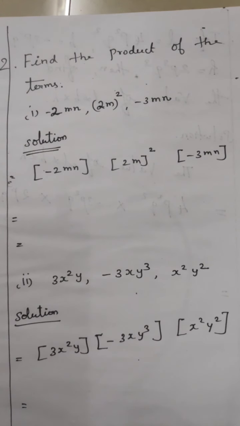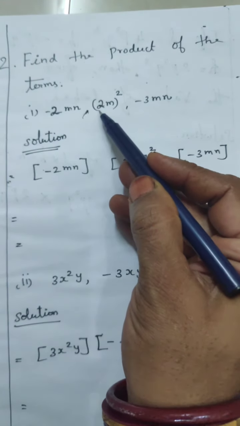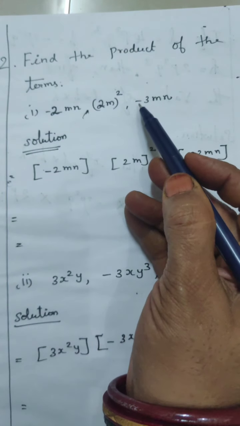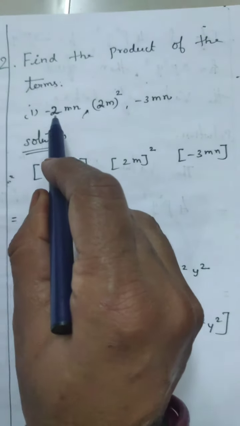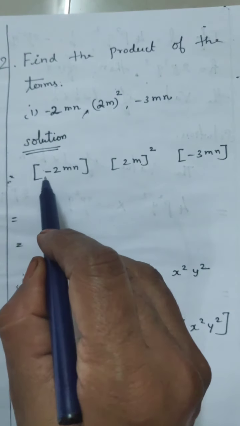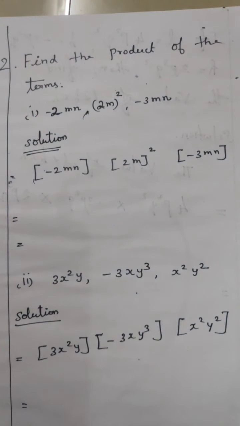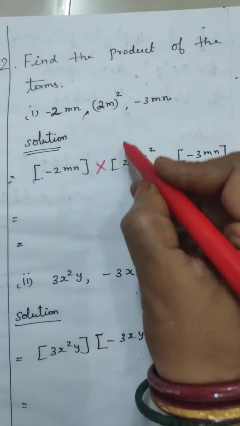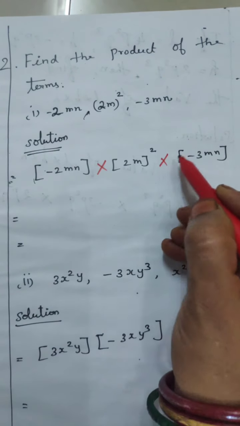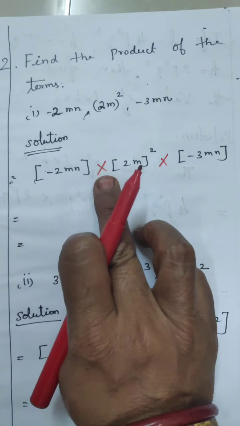See the first second sum. Find the product of the terms. Minus 2mn, comma 2m whole squared, comma minus 3mn. Solution. Whatever given the number, write in the bracket. Minus 2mn. This comma for using the symbol is into symbol. 2m whole squared into minus 3mn. Should not forget the into symbol.